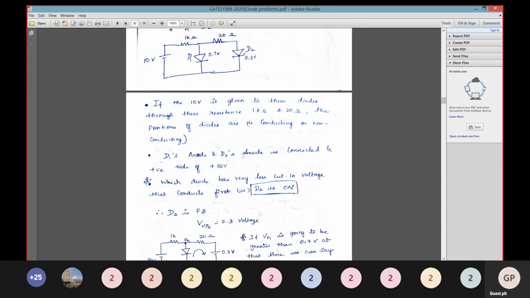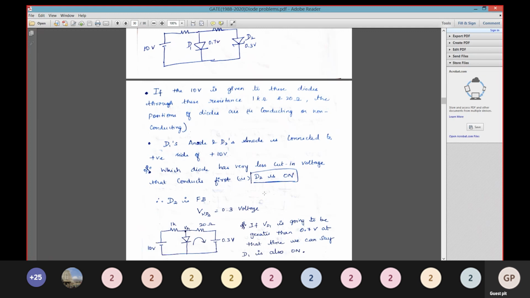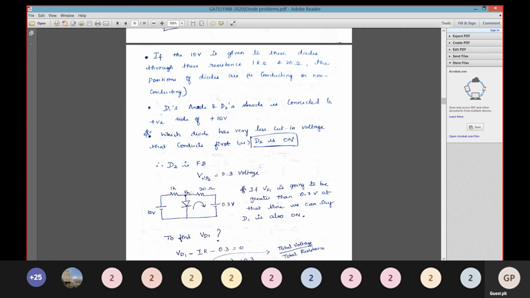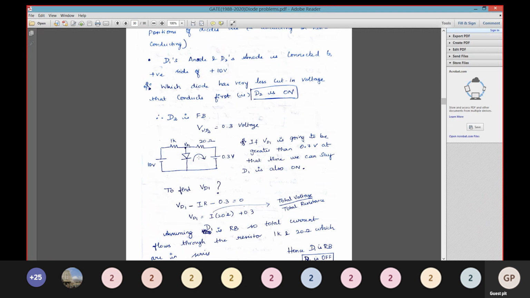D1's anode and D2's anode are both connected to the positive side of the plus voltage. Which diode has a lower cut-in voltage? That one conducts first. D2 has a lower cut-in voltage, so it conducts first. So D2 is forward biased before D1 is forward biased.